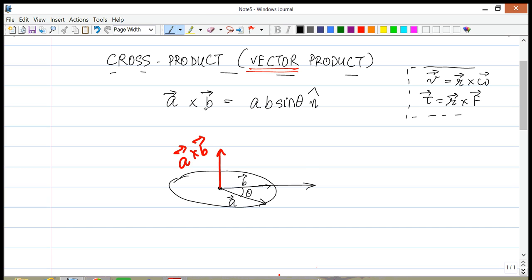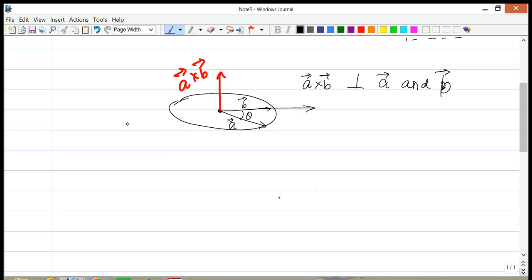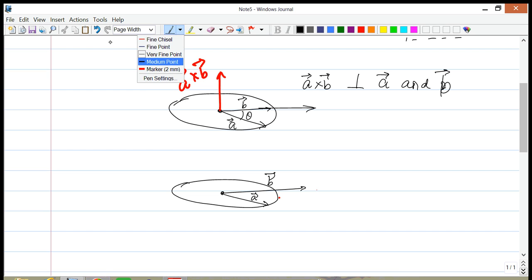Okay, and we'll also show a little more rigorously that this comes from the algebra. So a cross b is always perpendicular to the plane formed by a and b. Now on the other hand, if we had the same vectors, so let's say I have b here and then I have a here, then b cross a would be a vector that points opposite the vector a cross b. So b cross a would be pointing in this direction.